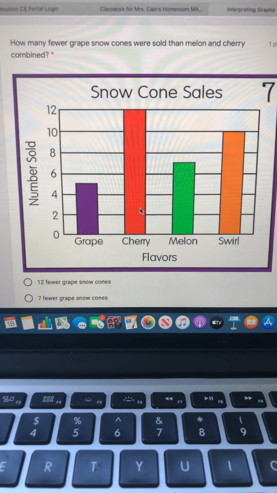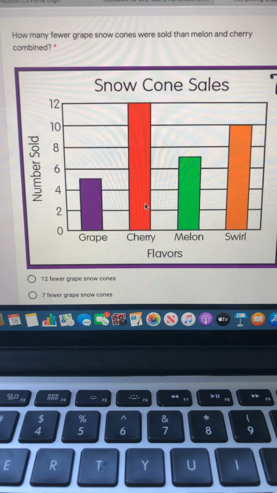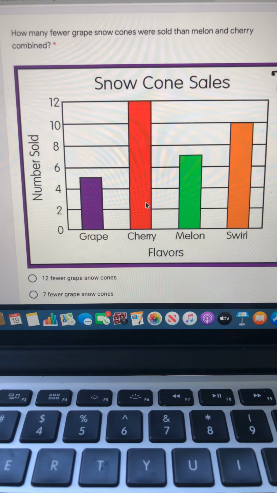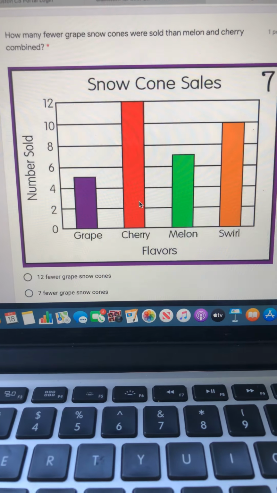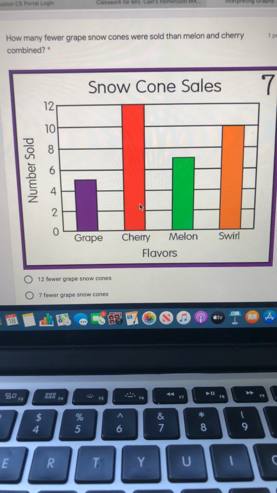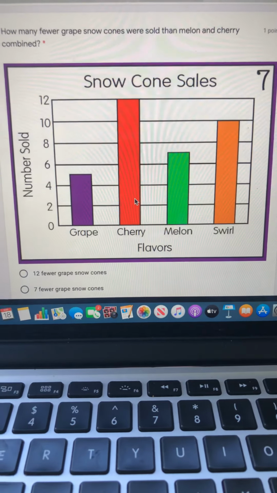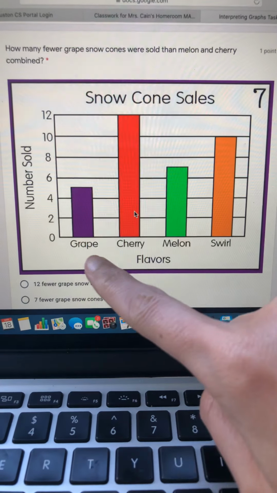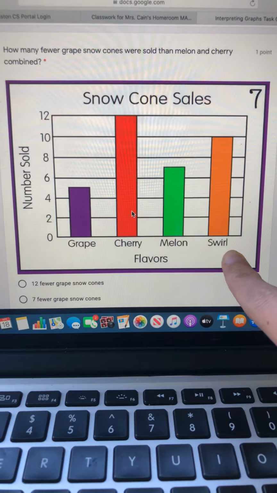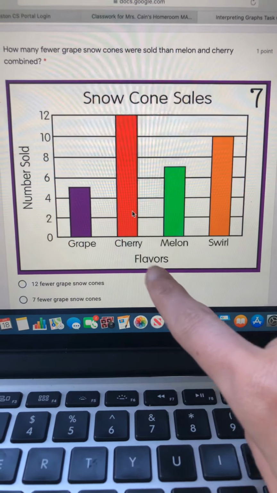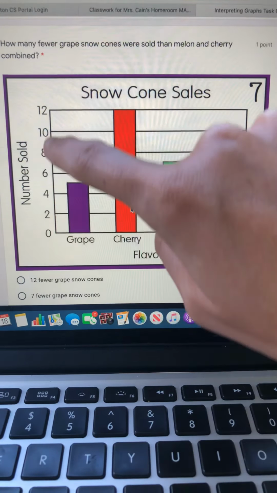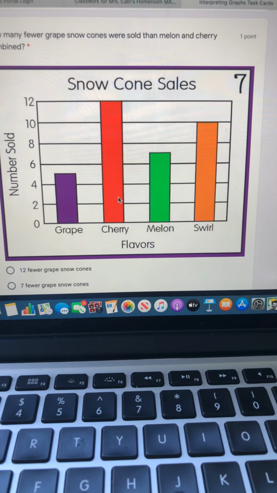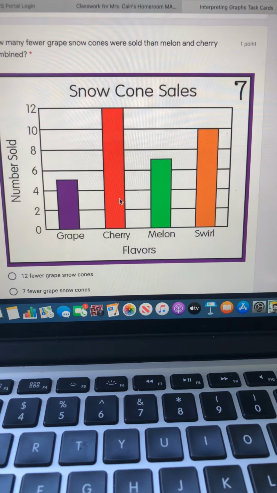How many fewer grape snow cones were sold than melon and cherry combined? All right, so at the bottom you have the different flavors of snow cones that were sold: grape, cherry, melon, and swirl. And then on the side you have the number of them, of each that were sold.